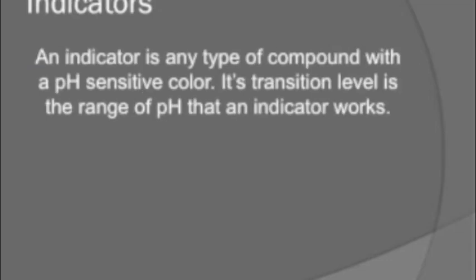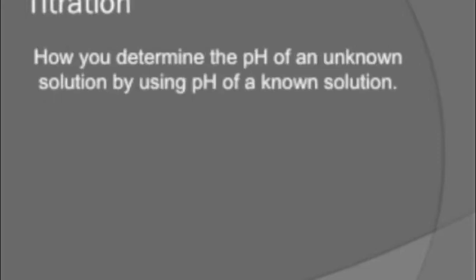Second to last, we have indicators. An indicator is any type of compound with a pH-sensitive color. Its transition level is the range of pH that an indicator works. Last, we have titration. A titration is how you determine the pH of an unknown solution by using pH of a known solution.